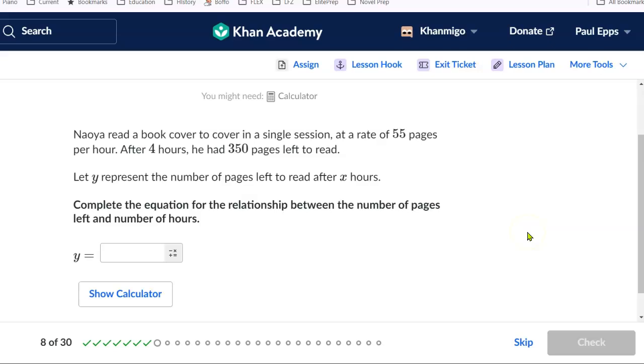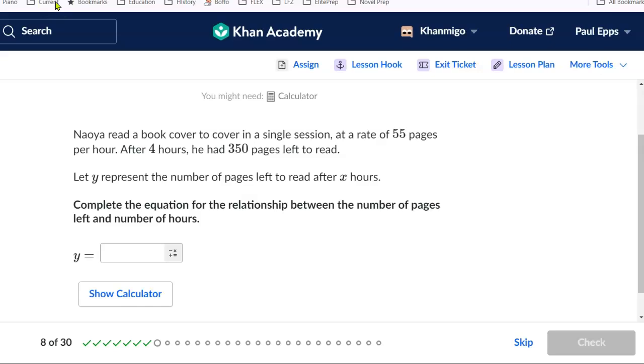Nelia read a book, cover to cover, in a single session at a rate of 55 pages an hour. After 4 hours, he had 350 pages left to read. Let Y represent the number of pages left to read after X hours. Complete the equation for the relationship between the number of pages left and the number of hours.